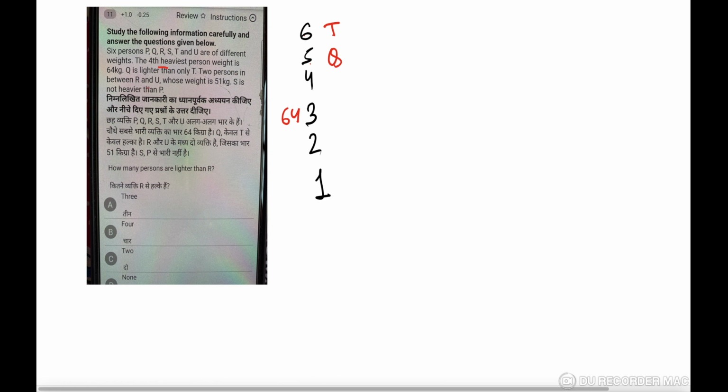2 persons in between R and U whose weight is 51 kg. So either 1 or 2, and 2 persons between R and U. So this means U cannot be placed over here because there is no space for R. So U has to be placed over here. 1, 2, here R. Okay. Now S is not heavier than P, which means P here and S will be here. So this is your arrangement.